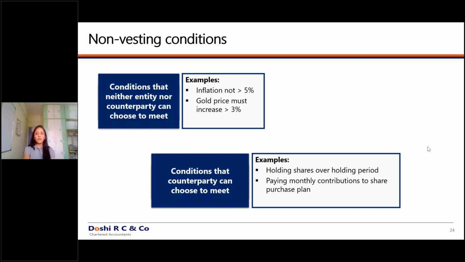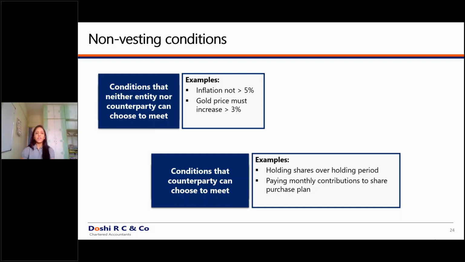Then again, one more example for this can be holding shares over a certain holding period, or payment of monthly contributions. So these are again conditions that the counterparty can choose to meet. If it is neither in the hands of the entity nor the counterparty, or else it is only in the hands of the counterparty, then these conditions are said to be non-vesting conditions. Because the option available to a particular employee cannot be dependent upon something which is not in the hands of that employee.